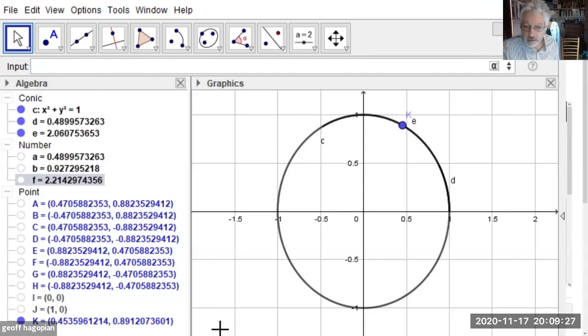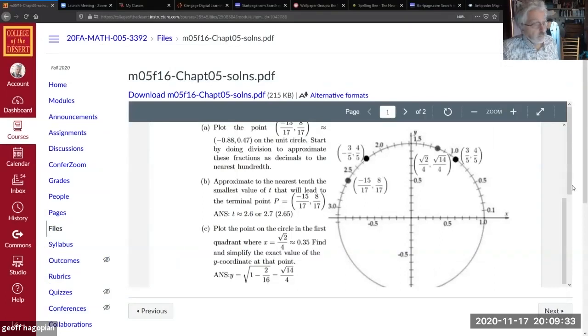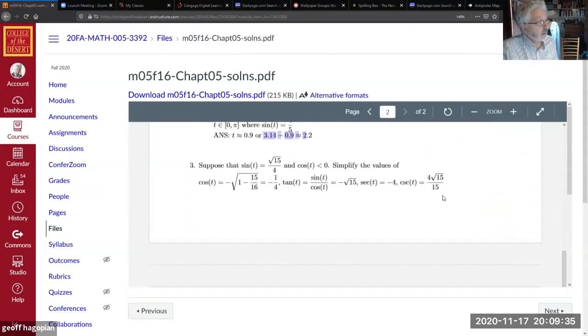All righty. What else we got here? Suppose that sine of t is root 15 over 4. Is that a legal value for sine? Yeah, it's a little bit less than 1. So you're pretty close to the North Pole, penguin land.